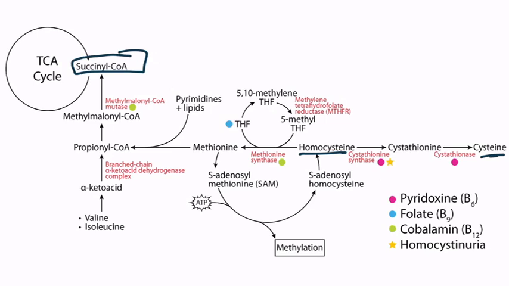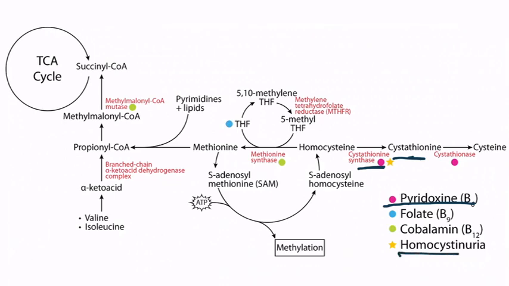Also notice on the bottom right side of the figure that there are several important vitamins which are necessary for the metabolism of homocysteine, and also a disorder called homocystinuria. Let's focus on the right side of the figure first. Homocysteine can be converted into cystathionine by the enzyme cystathionine synthase, which requires vitamin B6. Also notice that a deficiency of this enzyme results in homocystinuria.